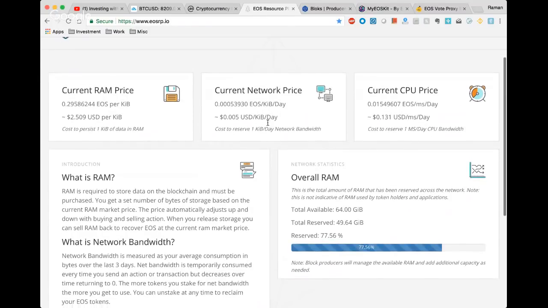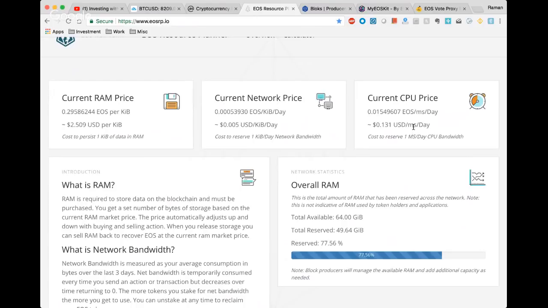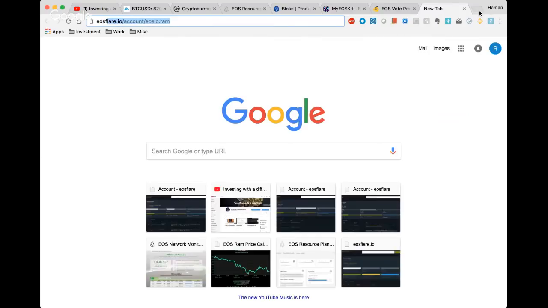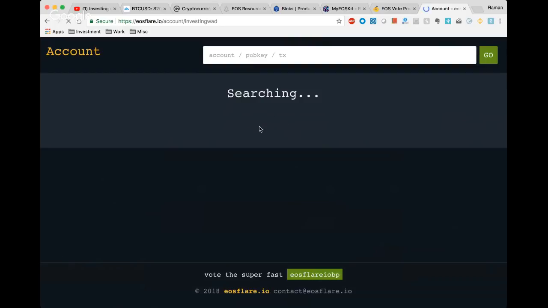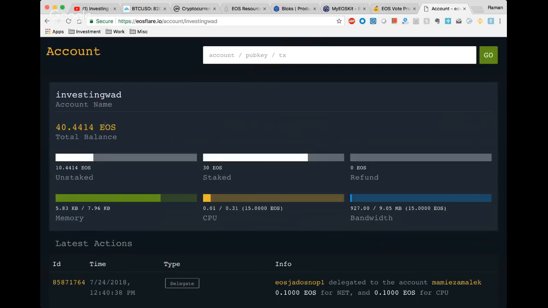Initially, if you don't have any clue and if you have enough tokens, we would recommend 50-50, but you can monitor your usage. For example, let's say the EOS Flare site, which is a great tool to look at your account. It will show you how much of your CPU is used. For example, with the Investing with a Difference account, we have 15 EOS in CPU and 15 in bandwidth. You can monitor how much of it is used. So as you can see, our CPU is used a little more than our bandwidth. So if we are about to go higher in CPU usage, we can always take more CPU and reduce it in the bandwidth. So that is one way to define how much you should stake in CPU and bandwidth.